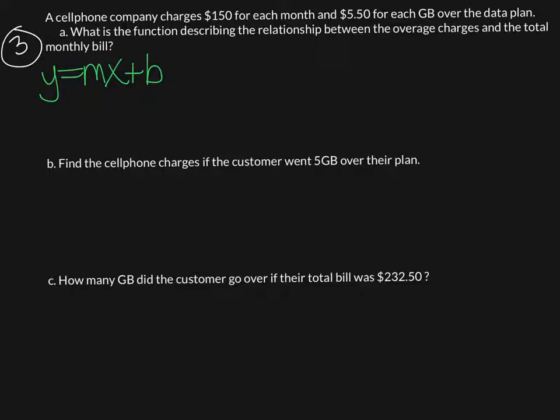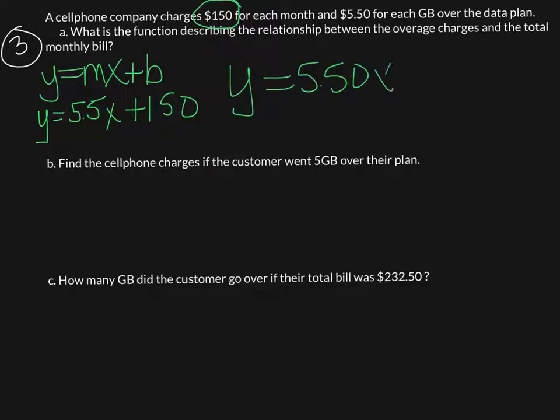But on this one, we don't have a table or a chart. We know all our information though, because the 150 is my y-intercept. No matter how much data I use, I have $150 that I'm going to pay. Now if I go over, that's $5.50 for every gigabyte I go over, and then that equals y. So my equation is $5.50 times gigabytes plus 150.